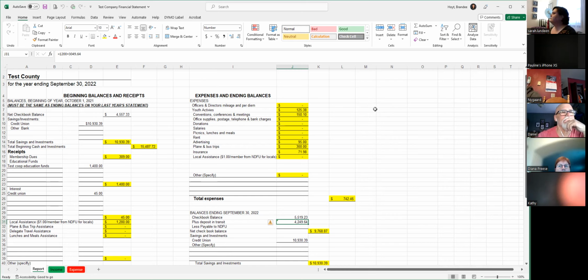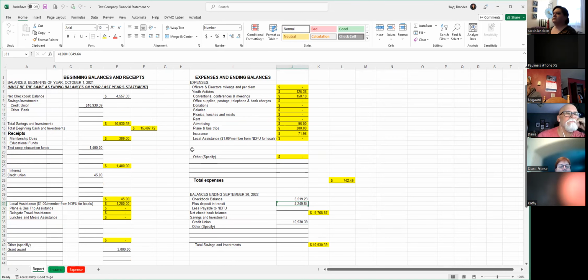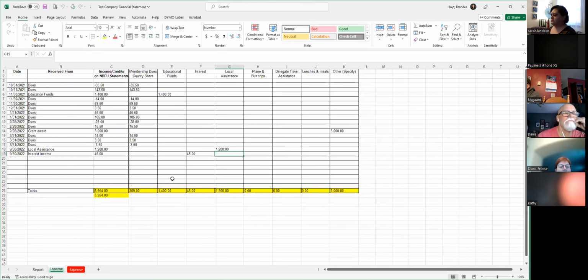So you'll have your net checkbook balance and then whatever savings accounts you have. And that's for us. Here will be a total beginning cash and investments of $15,487.72. And then we'll jump right into the income statement.